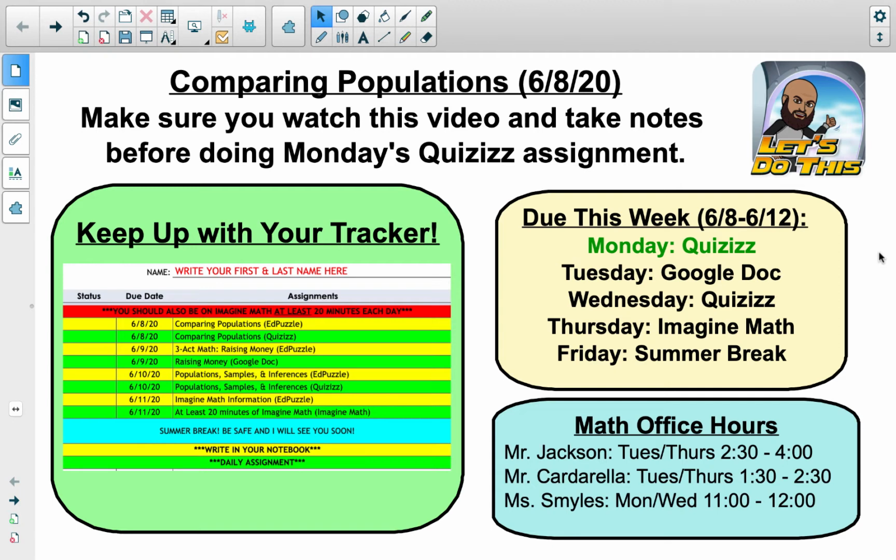Today we are going to go over something called comparing populations, and you will have a quiz assignment today based on that. As you can see over here, due this week on your tracker, you're not going to have any assignment on Friday because your official last day of school is actually on Thursday, and that's going to be when our closing ceremony is as well. So make sure you're working to attend that.